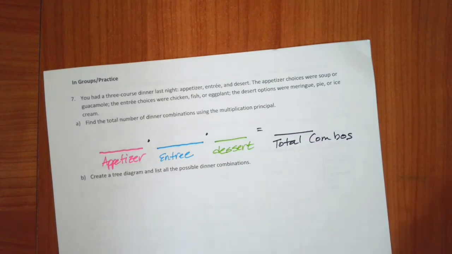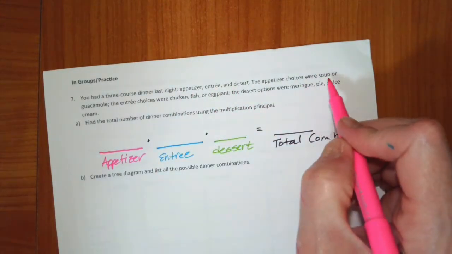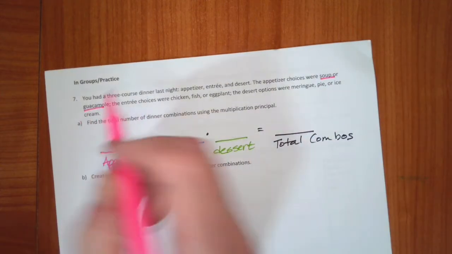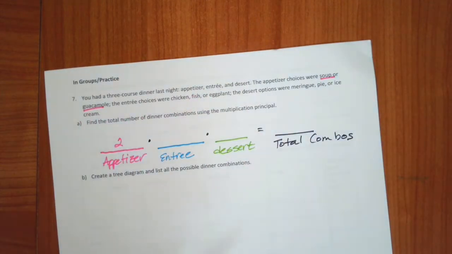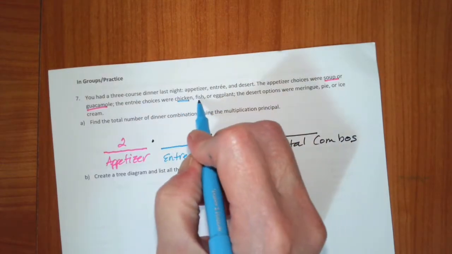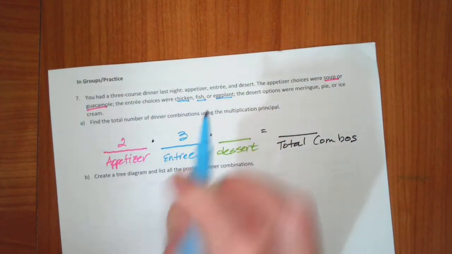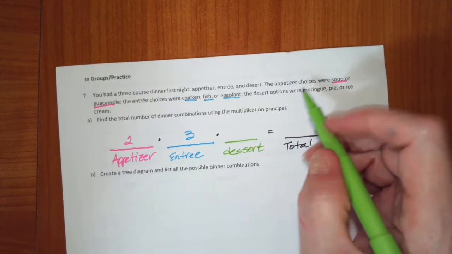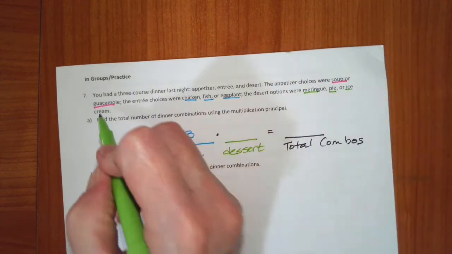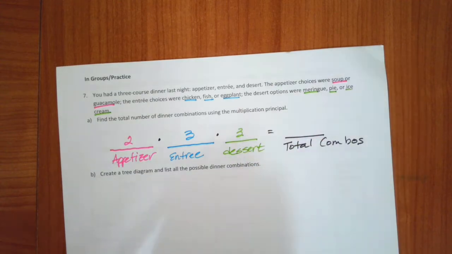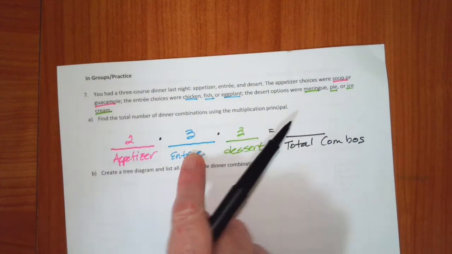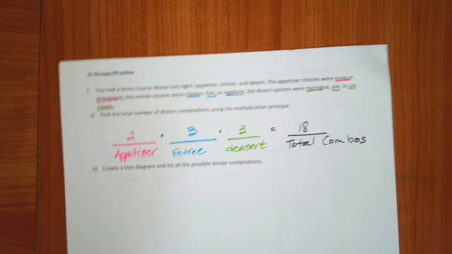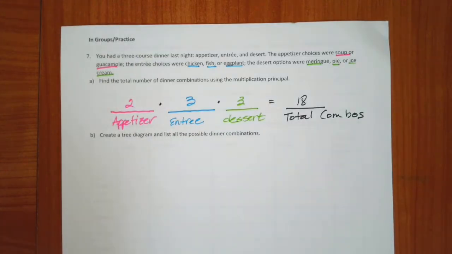Okay, so let's see, for my appetizer, soup or guacamole, so there were 2 choices there. Entree, chicken, fish, or eggplant, there were 3 choices there. And dessert, meringue pie or ice cream, so there were 2 choices there. So if I multiply those all together, 2 times 3 is 6 times 2 is 12 total combinations. But let's do a tree diagram and see if this actually works out.